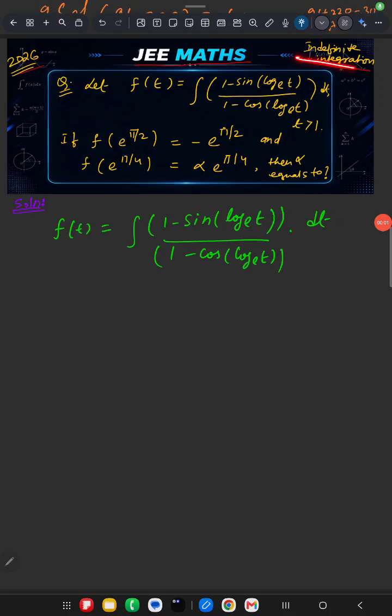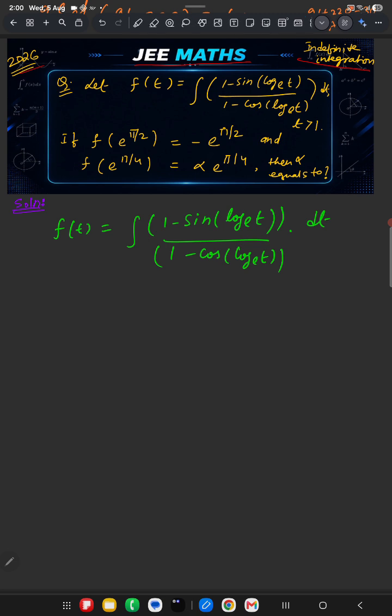It is from Indefinite Integration, 2026 JEE Maths. Question is, let f of t be equal to the integration of (1 minus sine of log base e t) divided by (1 minus cos log base e t) into dt. If f of e power pi by 2 is equal to minus e power pi by 2, and f of e power pi by 4 is equal to alpha into e power pi by 4, then alpha is equal to, you have to find out alpha.